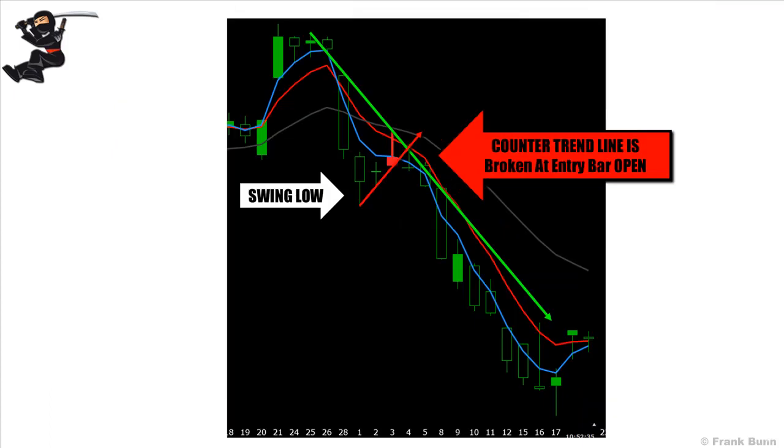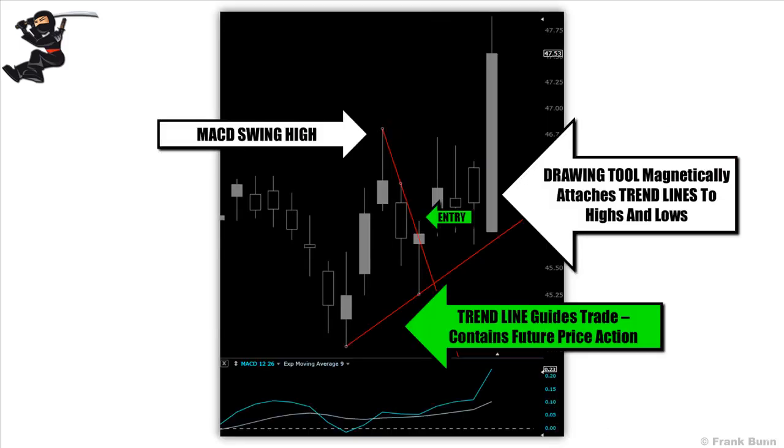In this example, we see the evolution of a swing low, the specific trend line structure with the counter trend line and the trend line, and we can also see that the counter trend line is broken at the entry bar open. Remember that you must have a precise drawing tool which magnetically attaches trend lines to the proper highs and lows. Here you can see an example with the small circles that magnetically attach the lines to price for precision. Also notice how the trend line guides the trade and contains future price action.